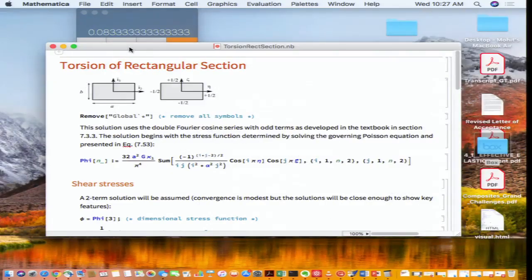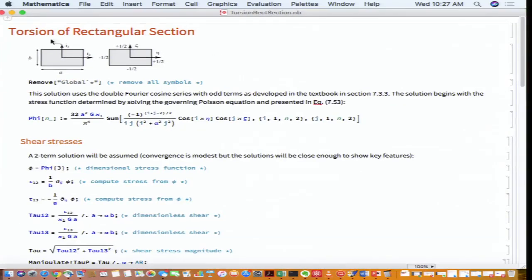Okay, moving on to the other one. Now it's the torsion of rectangular cross section.